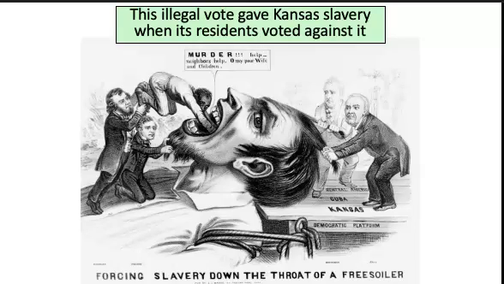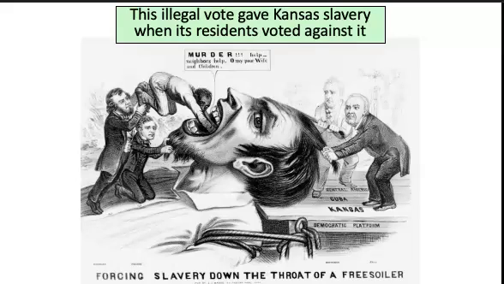The cartoon that you see right here, a lot of people think this is Abraham Lincoln. It's not. It's forcing slavery down the throat of a free soiler. This idea that even though the people of Kansas didn't want slavery, they're being forced to accept it because of this illegal vote.